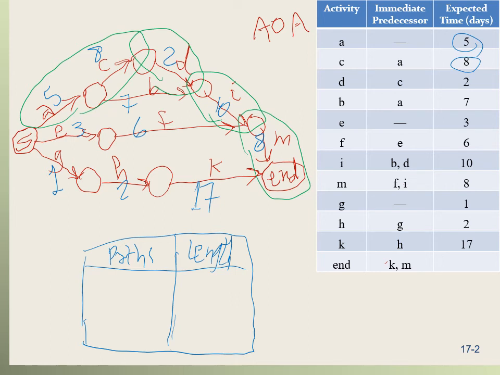So that's A, C, D, I, M, and that's it. So I'm going to draw this here. And the length of this path is 5 plus 8 plus 2, so that's 15, plus 10, that's 25, plus 8, that's 33.